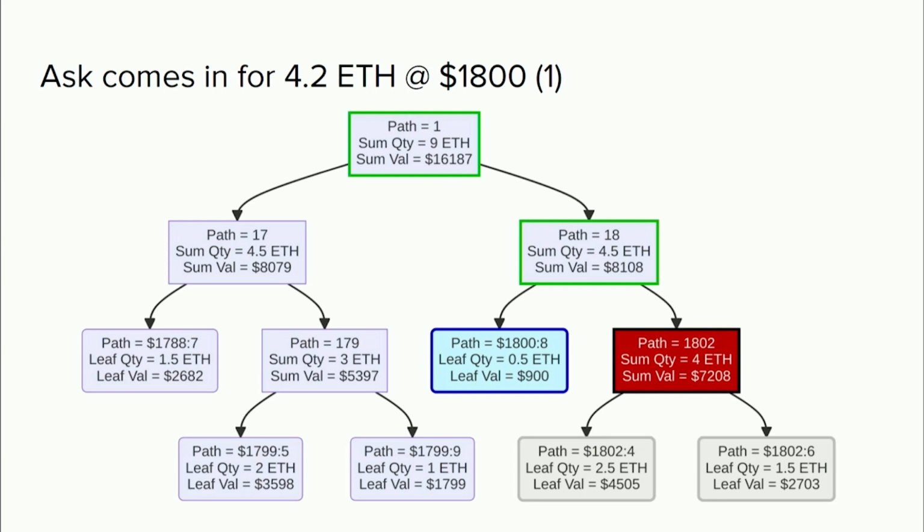Ask comes in for 4.2 ETH at $1,800. Now remember, we're always going to go right down this tree. So we go right, and then we hit the red node. And we notice that the red node, its path, not its price, its path, is higher than the asking price, right? So this entire subtree can satisfy this order. There may be 1 million orders, 1 million nodes underneath the red node, and we do not need to traverse them at all. All we need to do is delete that subtree and promote the left node.